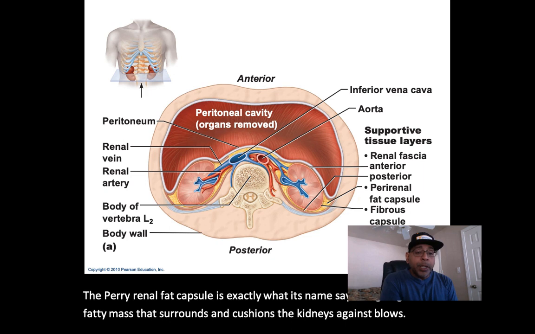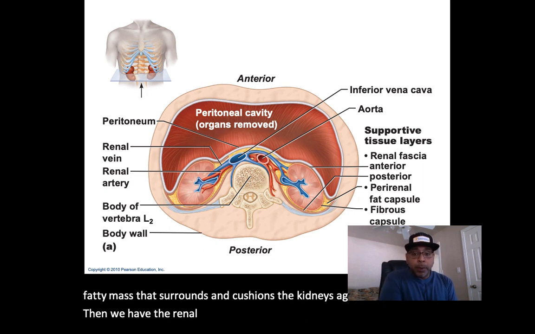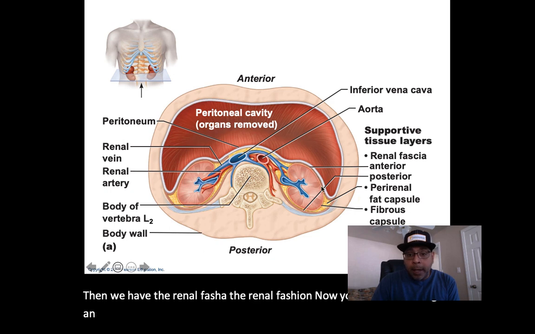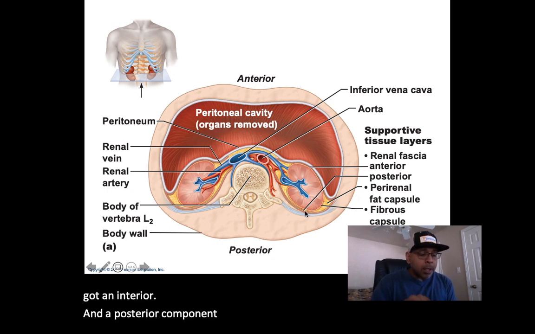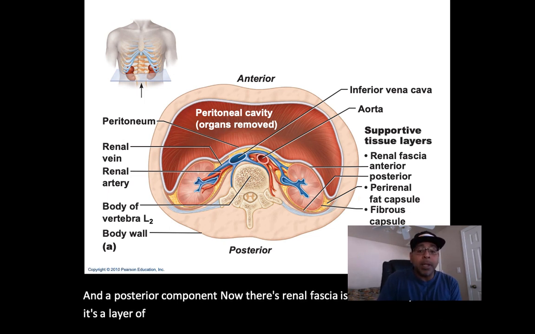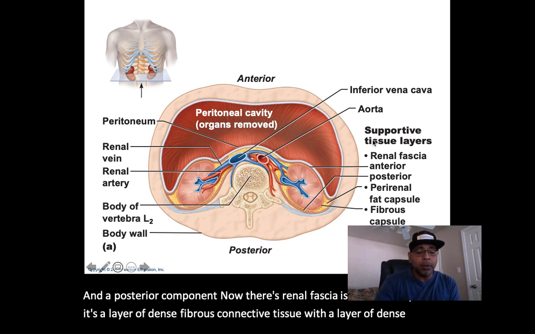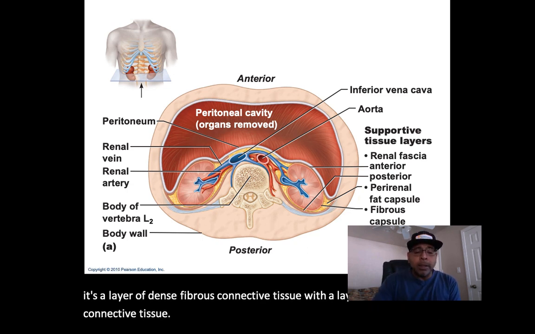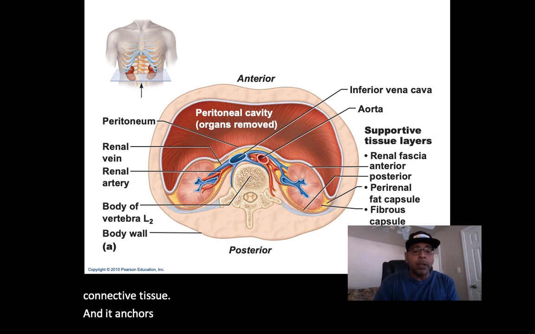Then we have the renal fascia. Now you can see we've got an anterior and a posterior component. The renal fascia is the outer layer, and it's a layer of dense, fibrous connective tissue, and it anchors the kidneys and the adrenal glands to the surrounding structures.